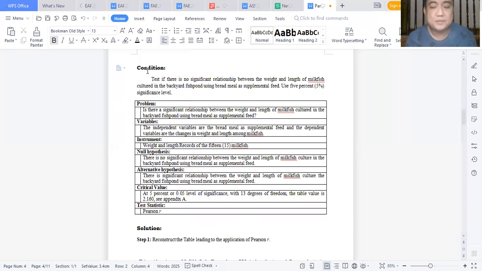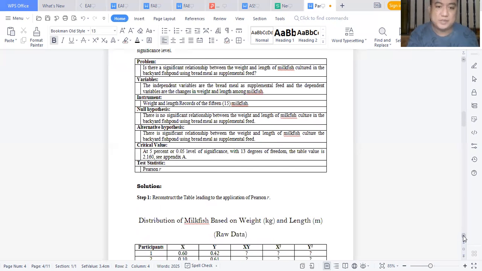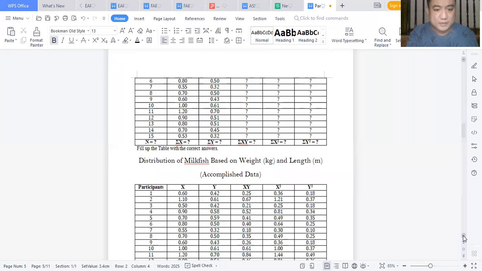For the variables, the independent variable is the feed, the bread meal, and the dependent variables are the changes in weight and length among milkfish. For the instrument, weight and length will be recorded. Null hypothesis: there is no significant relationship. Alternative: there is. Critical value at 5% with 13 degrees of freedom. The test statistic used is Pearson R. First, you need to reconstruct the table leading to the application of Pearson R. There it is.